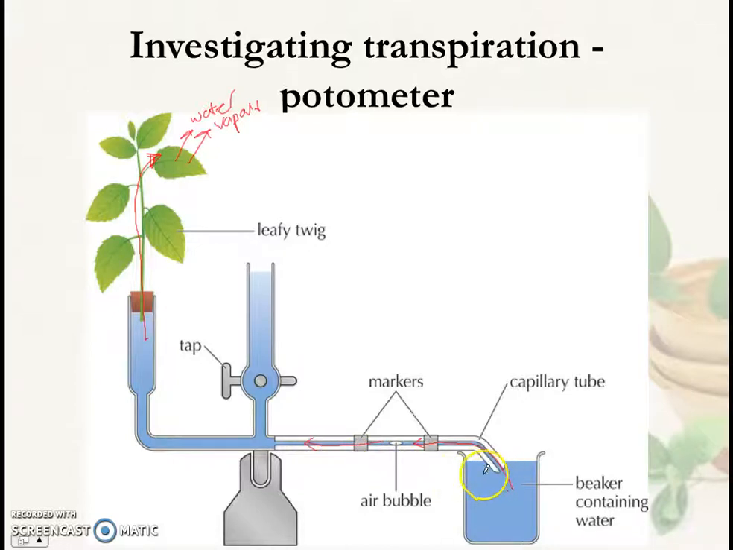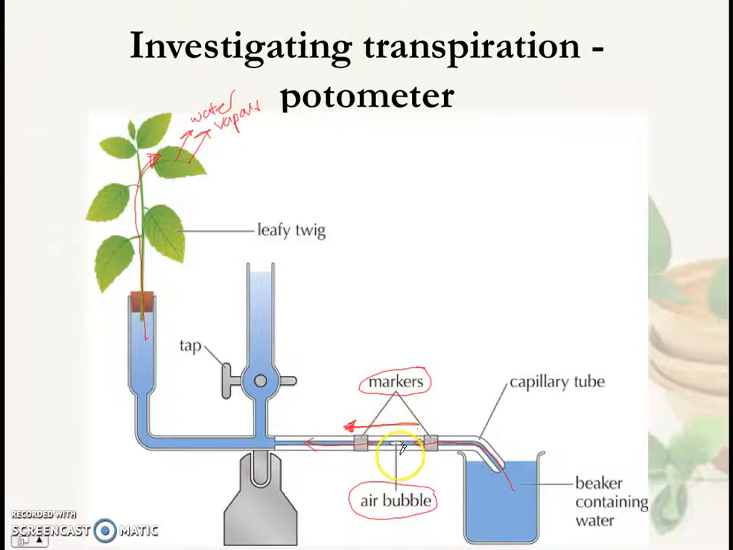So the important thing to note is this: there is an air bubble in the capillary tube. As the water vapor is lost, as transpiration takes place, this air bubble will also be sucked along the capillary tube. It will move along the capillary tube from here in this direction. So with these markers, we can measure the change in the position of the air bubble.